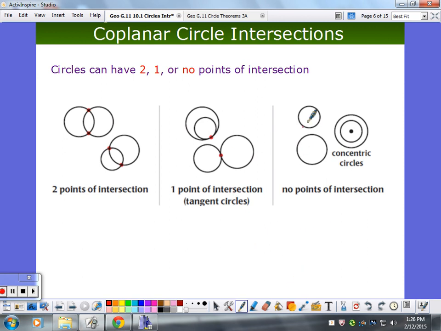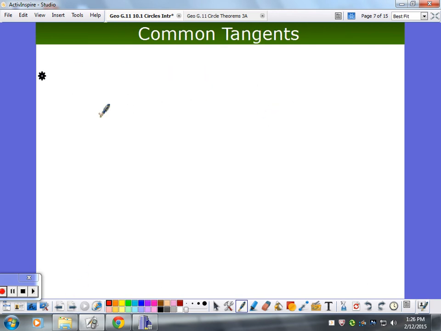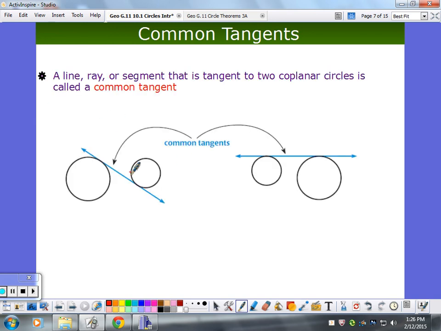No points of intersection: either they're not touching, or they are concentric, because concentric circles will not touch. They have the same center. So these are different points of intersection looking at circles. With these, we can talk about common tangents. A common tangent is one line that's tangent to more than one circle.